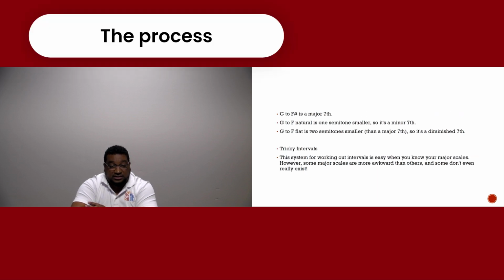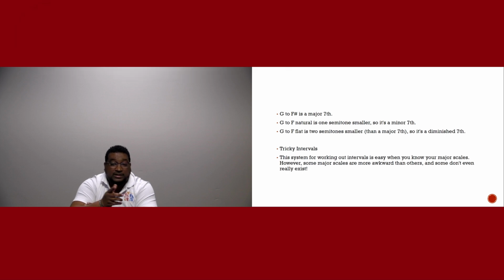G to F sharp is a major seventh. G to F natural is one semitone smaller, so what is it?